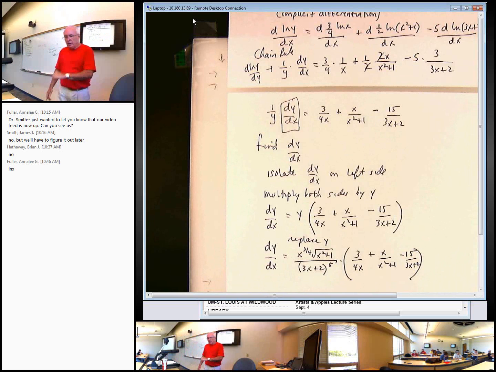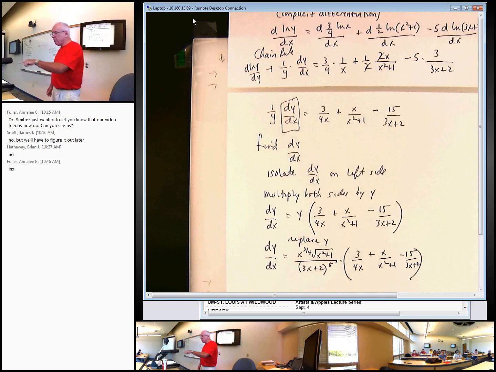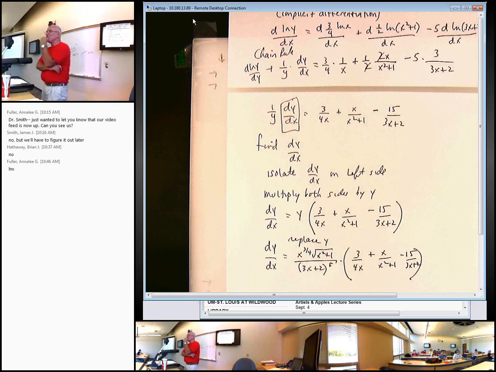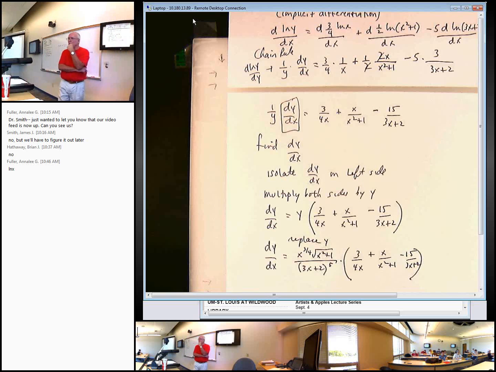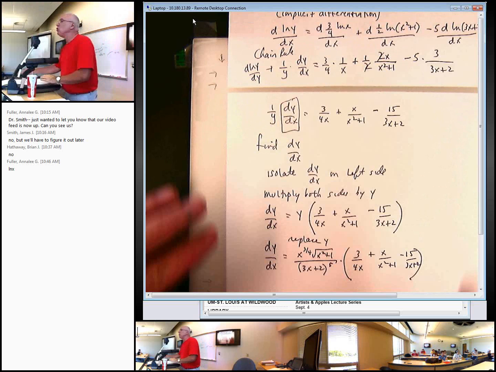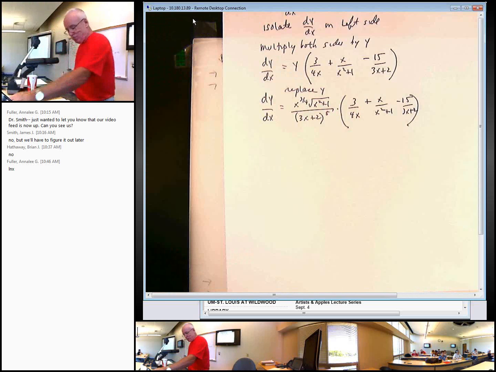I want to do another example with this, but before I do that, any questions or comments on this one? You will see this on both homework and on the test, logarithmic differentiation. And I think you'll even be told to use it, so that might also be a help right there.